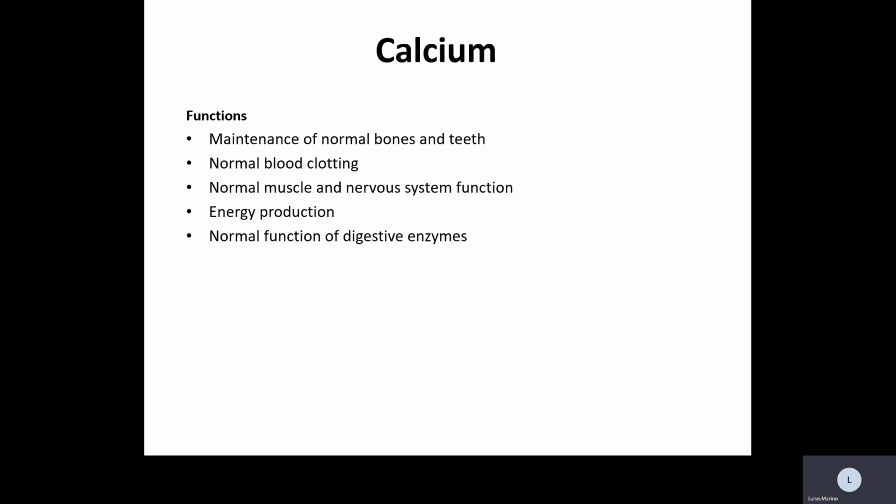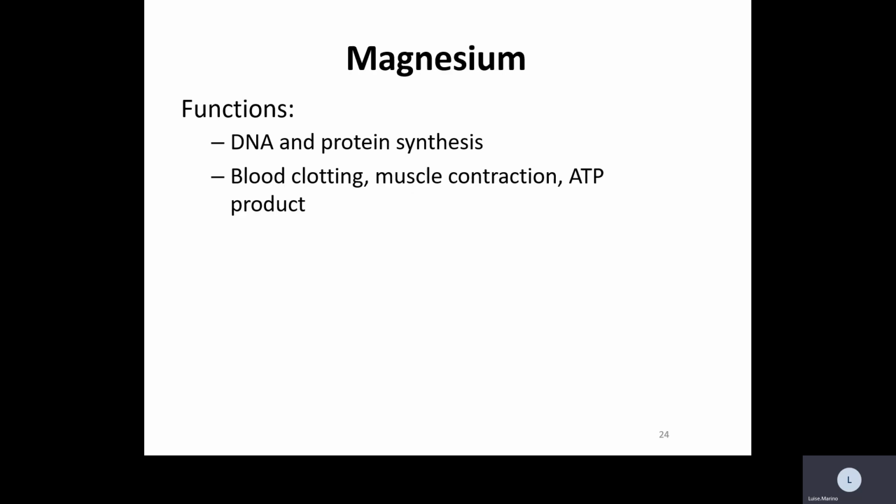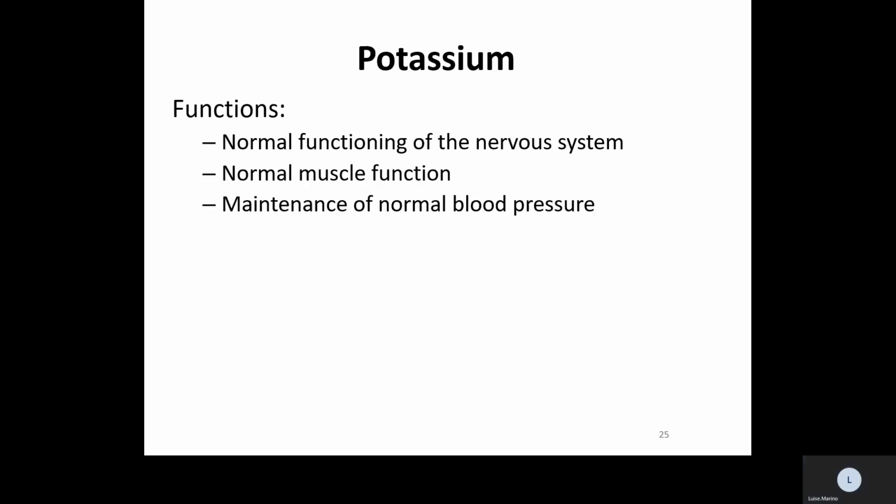Calcium, so obviously calcium, again, a bit like vitamin D, is important for bones and teeth, blood clotting, muscle and nervous system, energy production, and normal function of the digestive enzyme. So calcium is also important in cardiac function as well, and cardiac contractility. Magnesium, very important for DNA and protein synthesis, used in blood clotting, muscle contraction, and ATP production. So again, magnesium is particularly required for heart and cardiovascular function.